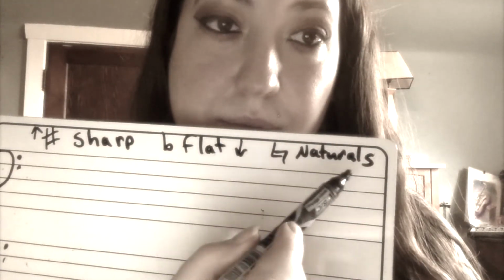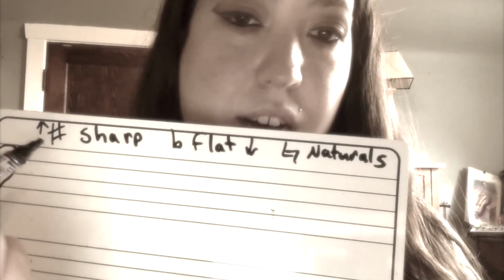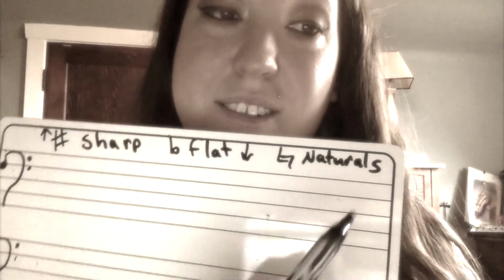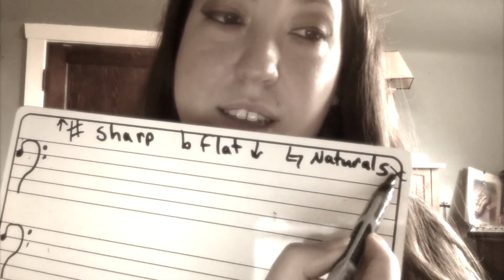We've got sharps. Sharps make a note go higher. Flats make a note go lower. And then we've got naturals. And naturals just cancel out a flat or a sharp. Most of the notes that we play are naturals. Sharps make them go higher. Flats make them go lower. And naturals just cancel it out. Put a little X. They cancel it out. So let's do a couple examples of this.